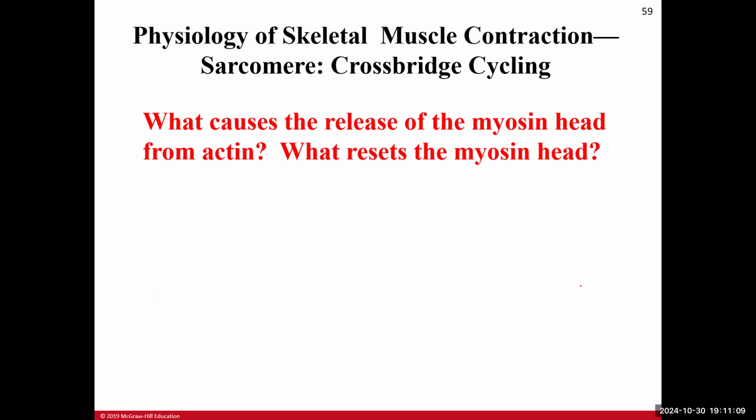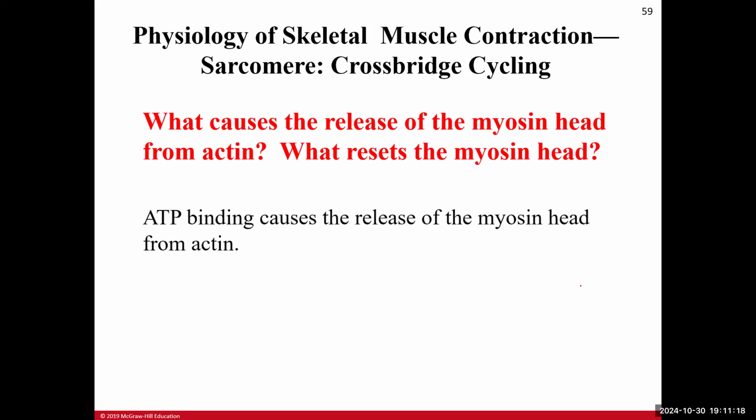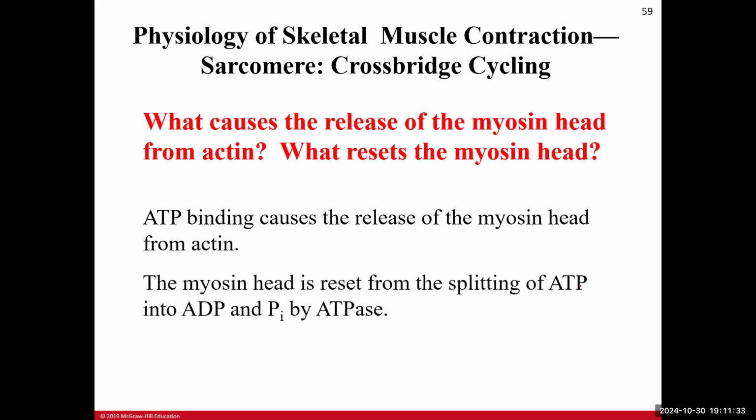So what causes the release of the myosin head from actin? What attaches onto the myosin head? ATP, yep. So ATP binds on, that allows the myosin head to disengage, and then to reset it, we're going to use that energy from when we hydrolyze ATP into ADP and inorganic phosphate. What allows us to do that is this awesome enzyme called ATPase.